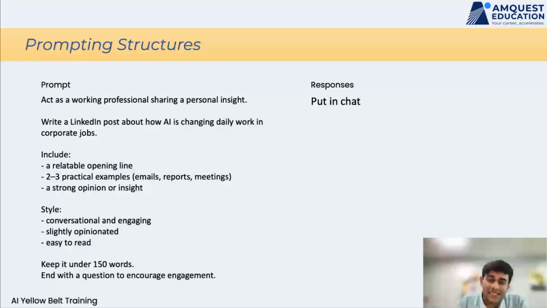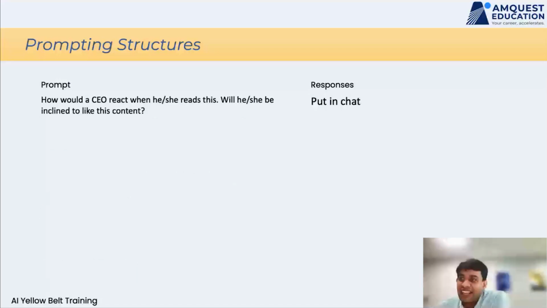Now I'll move to the iteration. The first iteration that we are doing now says, how would a CEO react when he or she reads this? Will he or she be inclined to like this content? I'll put this now in your chat. Now, can you just paste this in your AI tool and see what the output is?